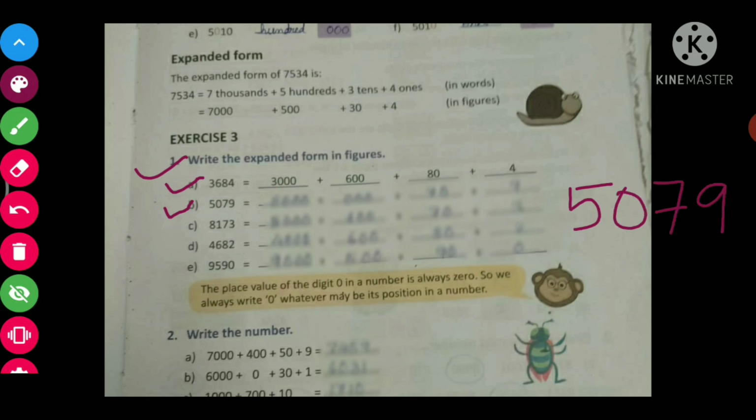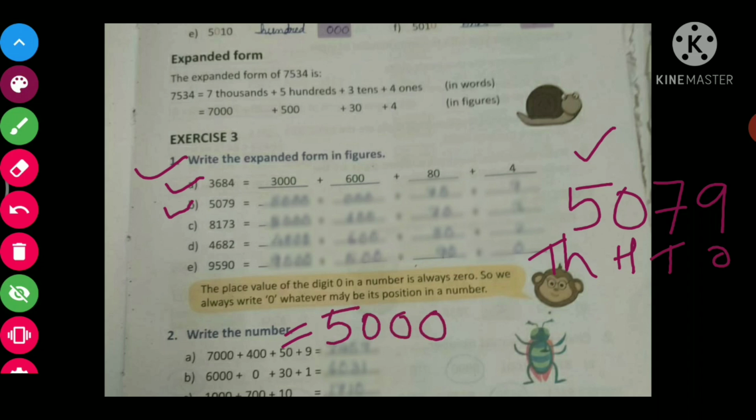5079. First of all we will write the place value. So ones, tens, 100, and this will be 1000. We'll write the expanded form of this number, starting from the 1000 place value. Here space is not there, so I am writing here. So 5 we'll write with 3 0s, that is 5000, plus now this number 0 is placed in 100 place value, so we'll write 0 0 0, and 30 we will write.